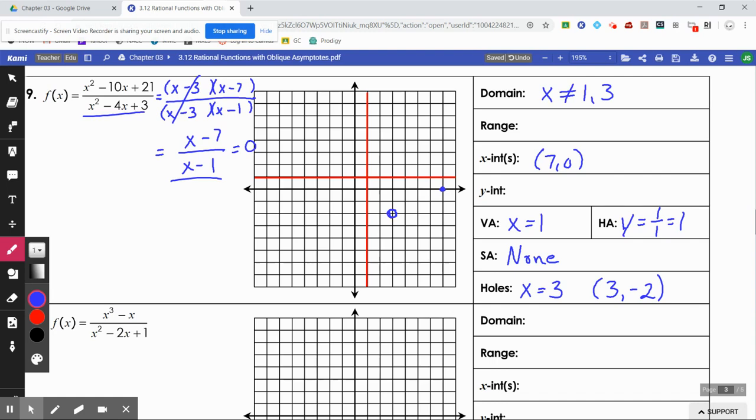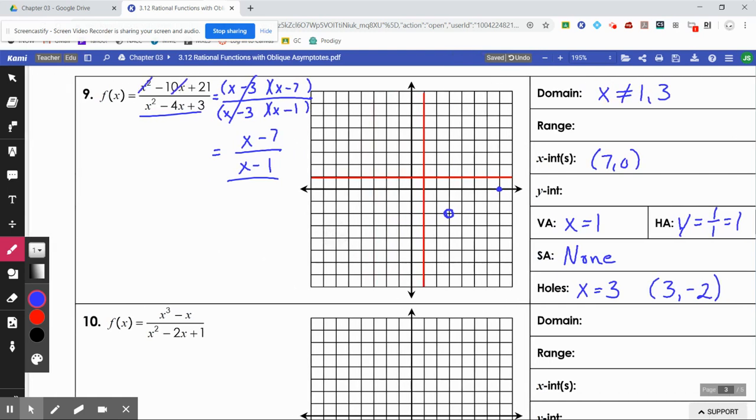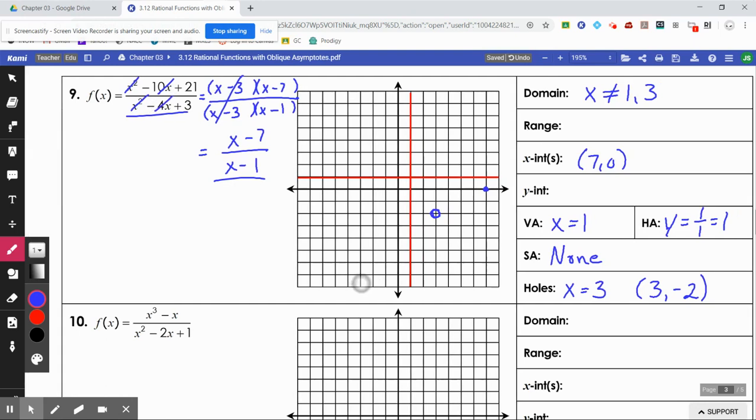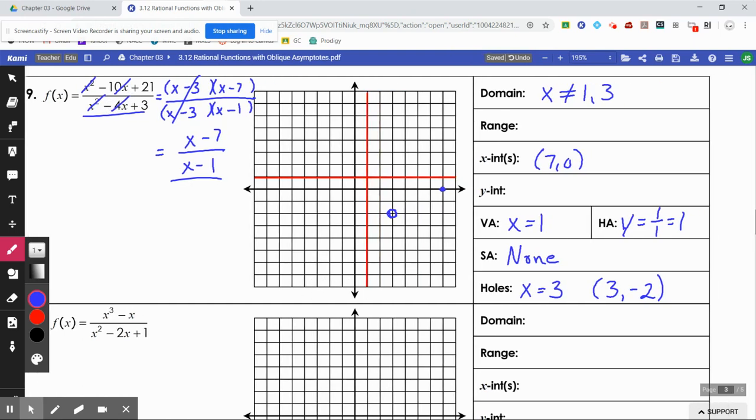To find your y-intercept, we're going to plug in 0 for all of our x's. And again, it's really easy to do it here because all of this stuff goes to 0 and leaves you with 21 over 3. So you'd have a y-intercept of (0, 7). So let's plot it. That's going to be right there. So now you pretty much have your graph.